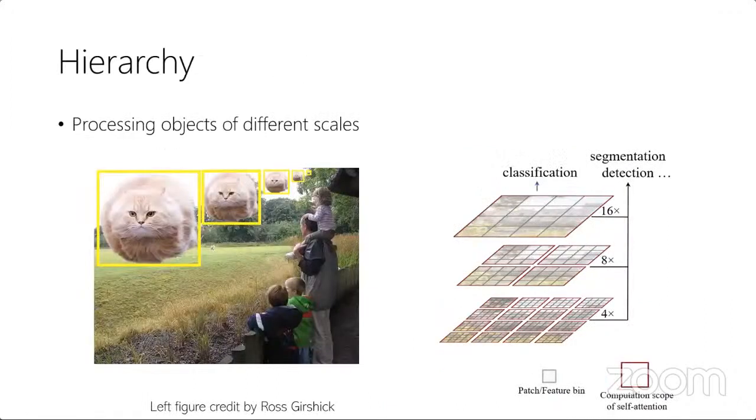The first good prior is called hierarchy. Please see the left figure. In computer vision, no matter how large a fat cat is, it's still a fat cat. The vision algorithms are usually required to process these objects of different scales. This goal can be well achieved by a hierarchical structure. Please see the right figure. It starts with smaller image patches, for example 4x4, and builds hierarchical feature maps by merging image patches in deeper layers.